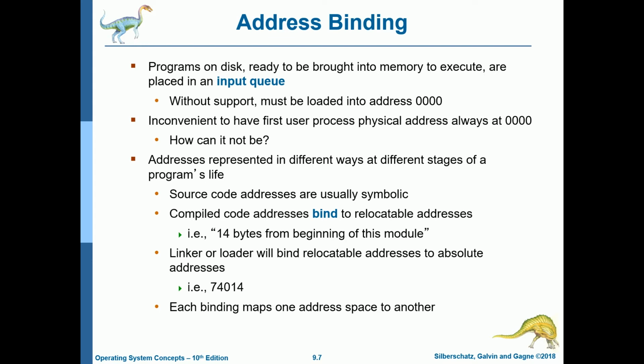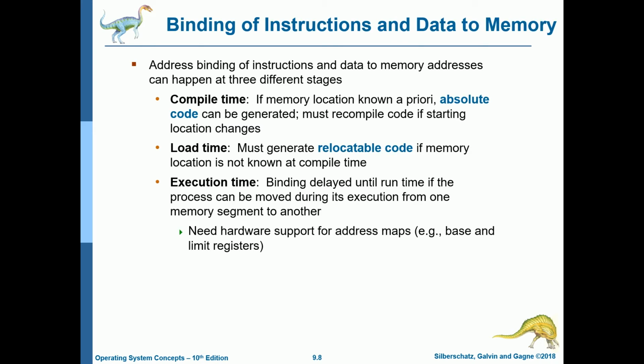Addresses in the source program are generally symbolic. A compiler typically binds these symbolic addresses to relocatable addresses. Now, the linker or loader in turn binds the relocatable addresses to absolute addresses. Each binding is a mapping from one address space to another. Classically, the binding of instructions and data to memory addresses can be done at any step along the way.